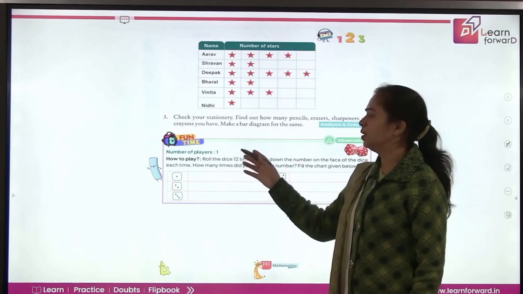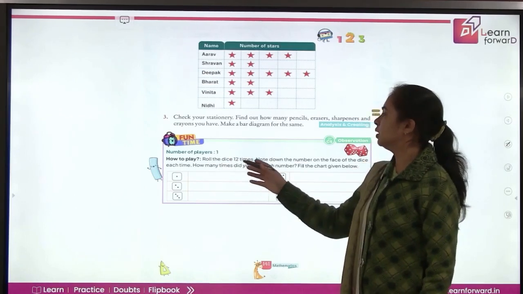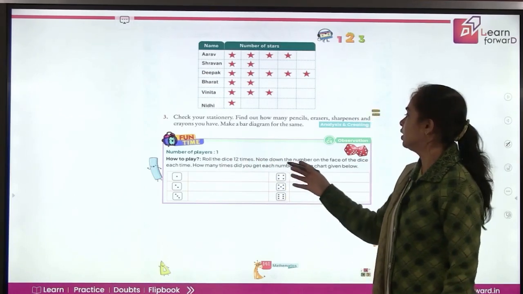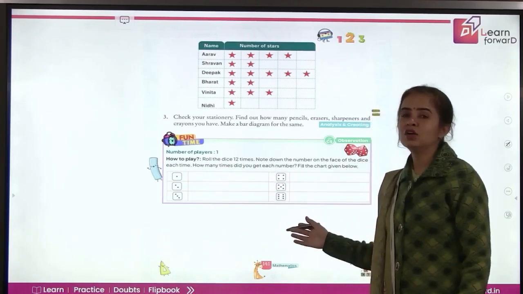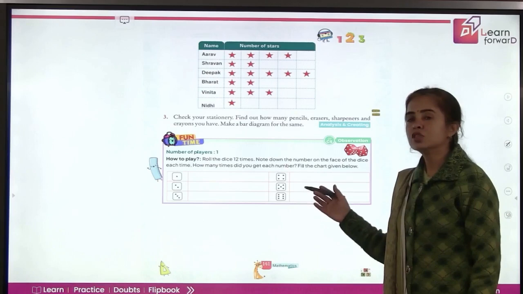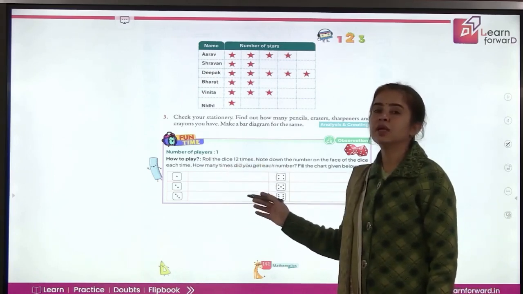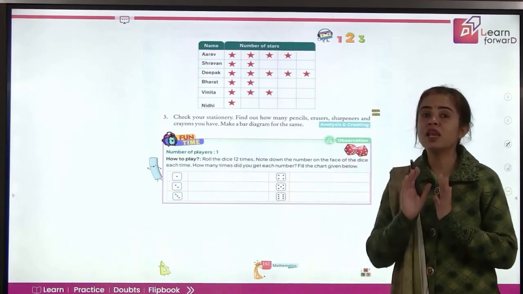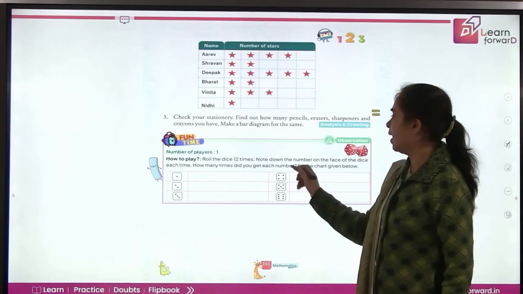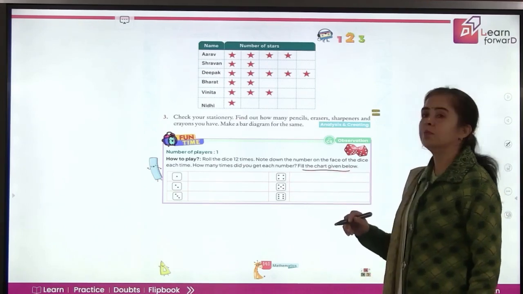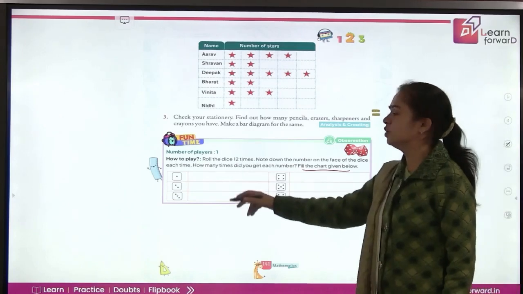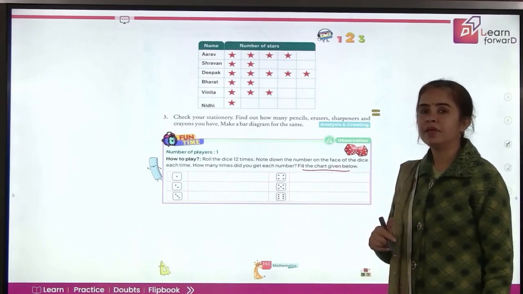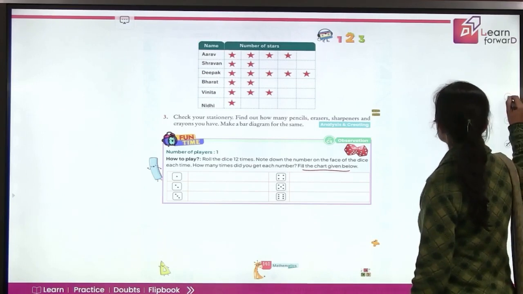Number of players is 1. How to play? Roll the dice 12 times. Note down the number on the face of the dice each time. So you'll get one of these faces, isn't it? You just have to note how many times you get each of them when you roll the dice 12 times, children. And then fill the chart given below. So you'll be making the bar graphs for the same. First you will be filling it up and then you can make the bar graph also for the same.